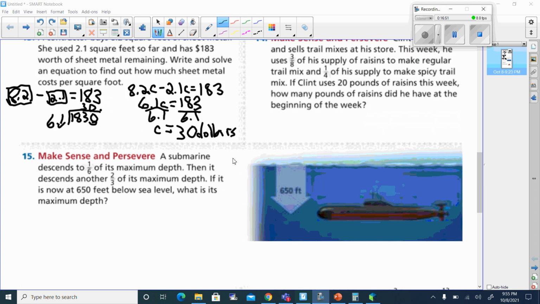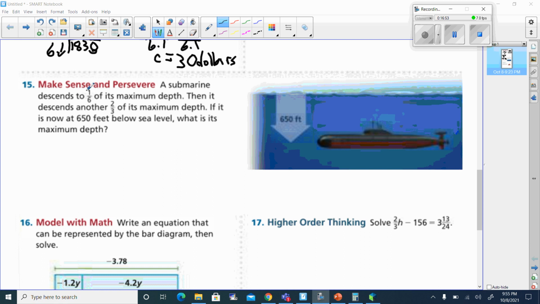All right, going down to number 15. It says, make sense and persevere. A submarine descends to 1/6 of its maximum depth. Then it descends another 2/3 of its maximum depth. All right, descends means we're going down both times, right? If it is now at 650 feet below sea level, what is the maximum depth?